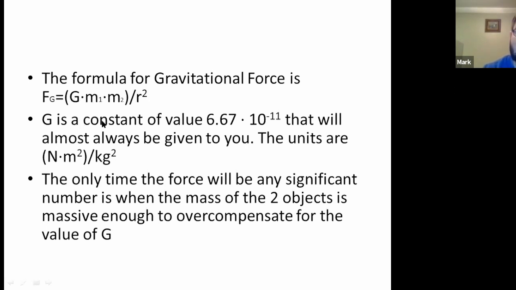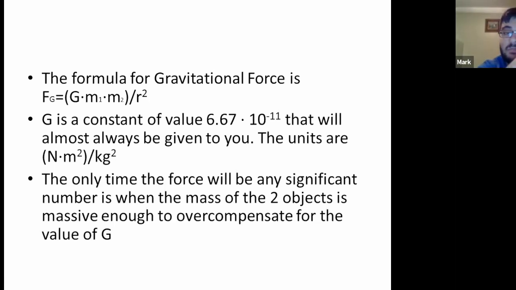This is kilograms, so you have 2 kilograms in the numerator, which means you have to have 2 kilograms in the denominator. Radius is distance, so distance squared: 2 distances in the denominator, 2 distances in the numerator. This cancels out with the radius squared, and this cancels out with the 2 m's. All you're left with is newtons, which is equal to force on the left side. Units on the left equal units on the right.